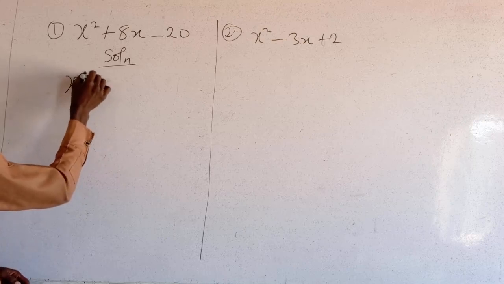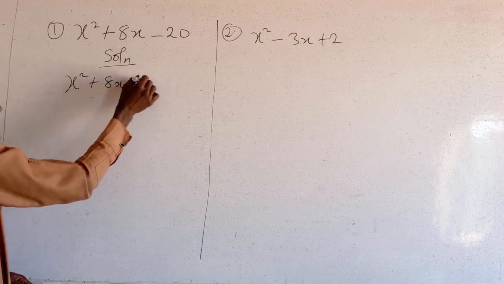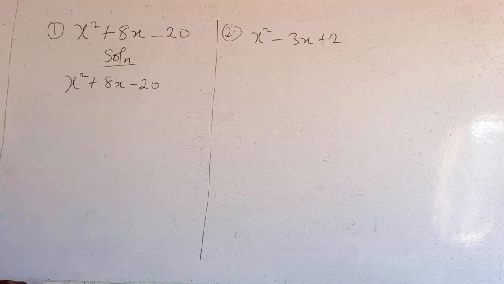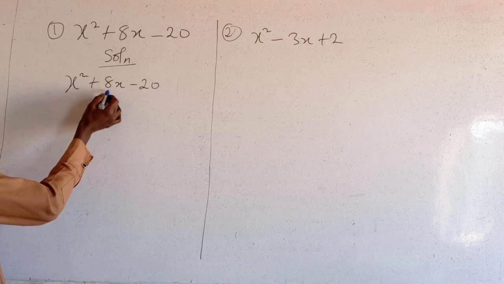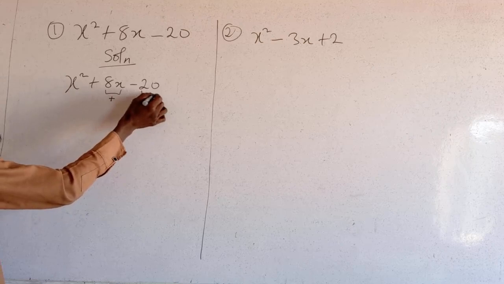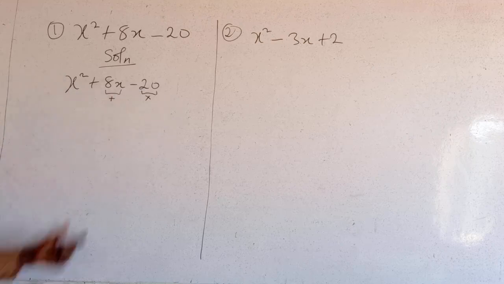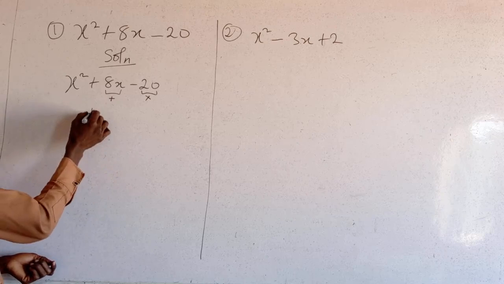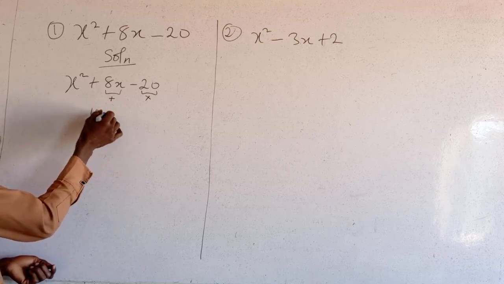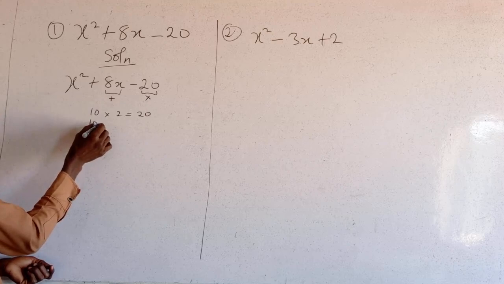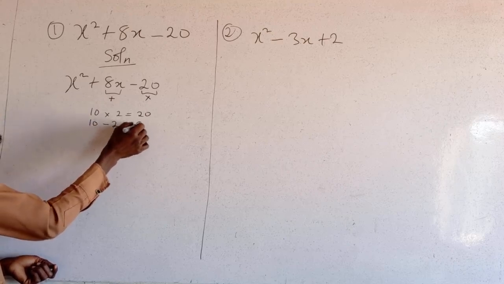This question says x squared plus 8x minus 20. Before you factorize this, you're supposed to know that we are finding two numbers that, if you add, you get 8, and if you multiply the two numbers, you get 20. What are the two numbers here? The two numbers will be 10 and 2. 10 times 2 is equal to 20. Then 10 minus 2 is equal to 8.